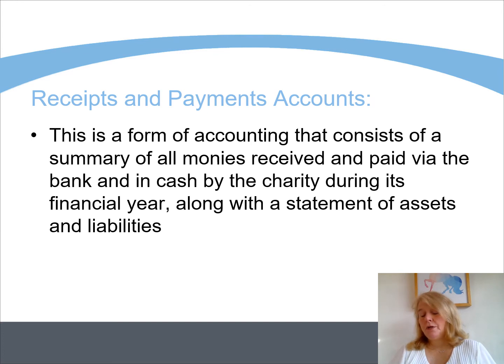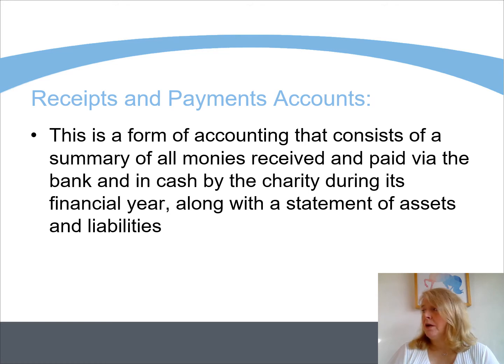So you've got your form filled out, you've got your trustee annual report completed and saved as a PDF. The next thing that you need is a set of accounts, or you might prepare the accounts first. And what you're doing is receipts and payments accounts, and it's a form of accounts. It's really a summary of all the monies received and all the monies paid out via cash or in from the bank by the charity during the financial year. Critically, you need a statement of assets and liabilities.